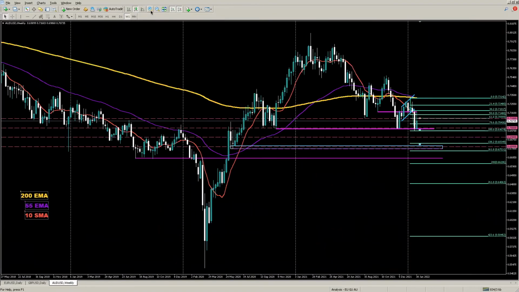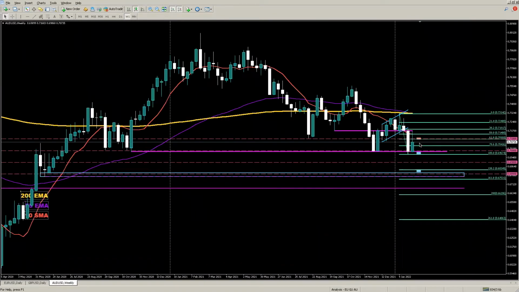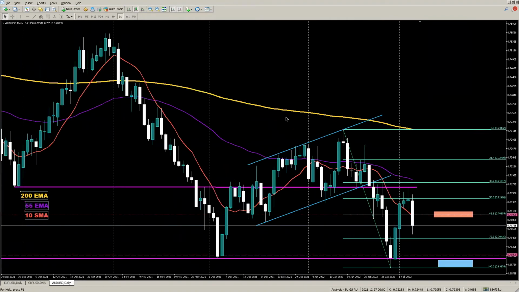And on the weekly time frame, it did attempt to recover the previous week's drop, but was rejected on Friday. And in fact, it was rejected right at this previous swing low here.